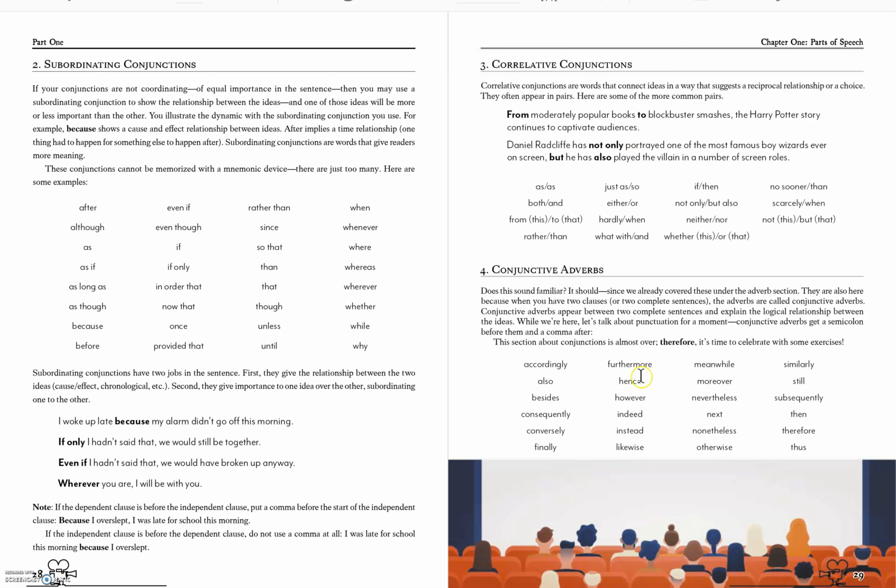And then finally we have conjunctive adverbs. This should sound a little familiar because we kind of covered this already under adverbs, because they are adverbs, clearly, in their name, but they're conjunctive adverbs because they join things together. And usually what they join are two independent clauses, two complete sentences, and they get a semicolon before and a comma after. And here's a list of common ones. It's not all of them, but it's most of them. And that is all of the conjunctions.